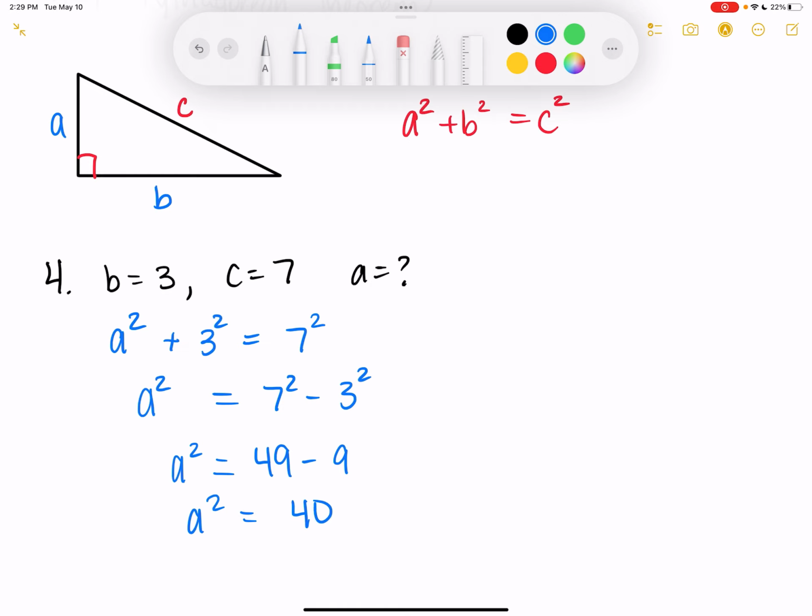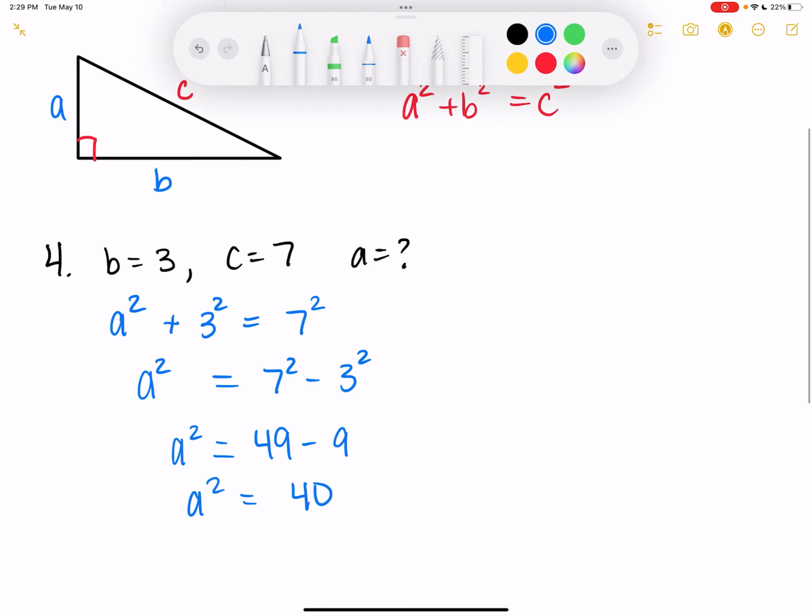I was close. Now I've got to get it by itself. So if I want to undo a square, what do? Take the square root. So a is equal to the square root of 40. And I'm going to let you leave it like that.